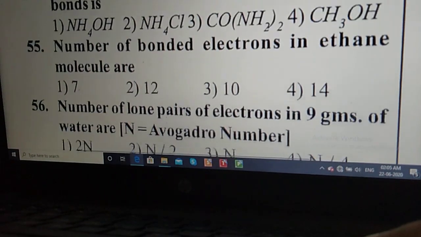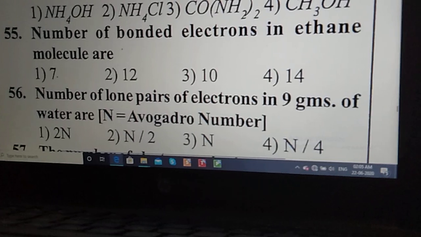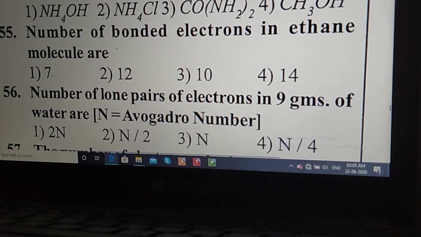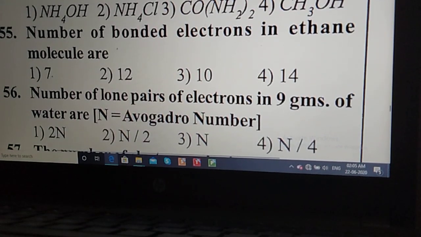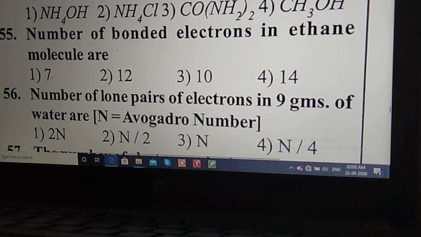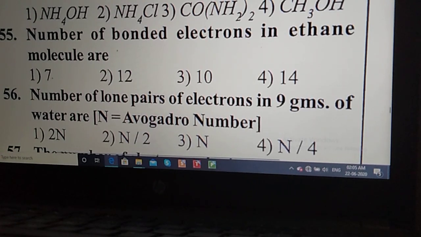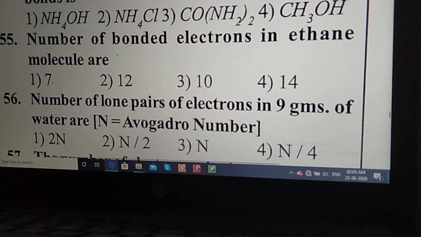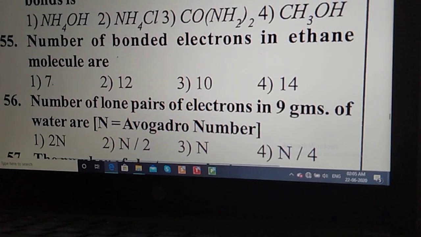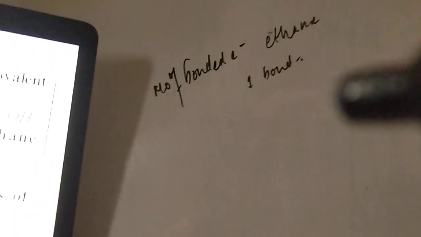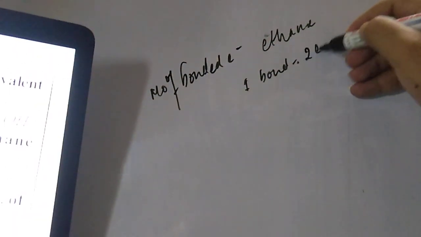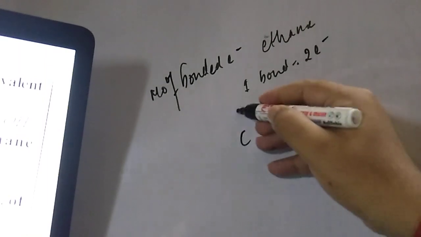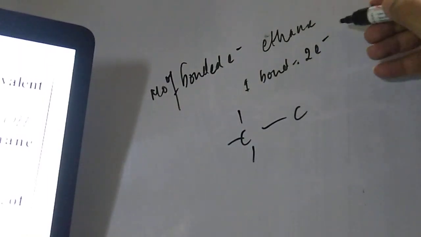Now let us move to question number 55. Number of bonded electrons in the ethane molecule is. So they are asking for the number of bonded electrons in ethane. Now see, students, one bond is equal to 2 electrons, you see on the board.